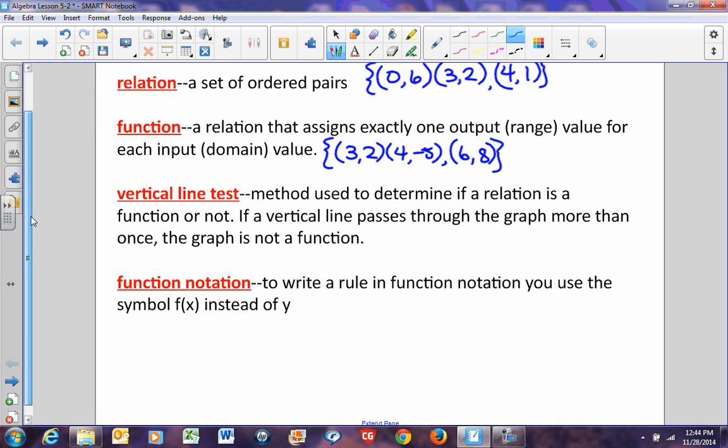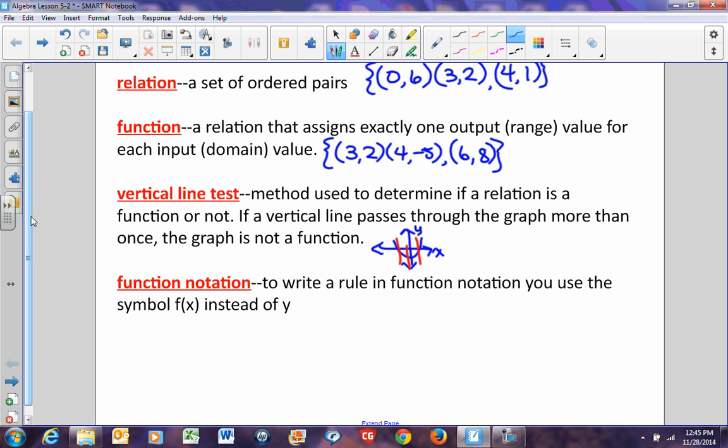The second way you can see if something is a function is by doing what they call the vertical line test. The vertical line test is a method used to determine if a relation is a function or not. If a vertical line passes through a graph more than once, the graph is not a function. For example, I'll just sketch a little graph here. Here's a nice little x and y axis graph. If I have this little thing right there, that is a function because if I was to draw any vertical line, it only crosses the graph one time.